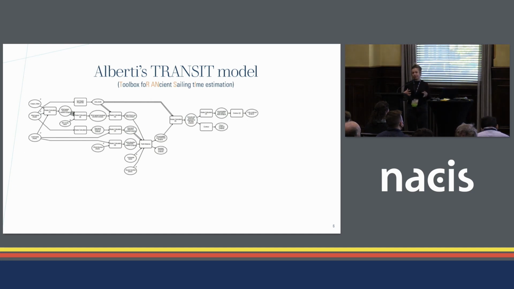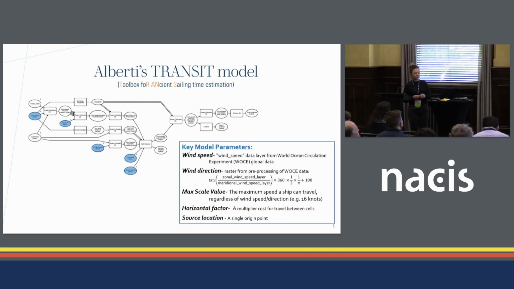But understanding the input parameters is key in order to validate the historical accuracy of this process. So here are a few of the key model parameters I wanted to touch on. First, wind speed was a data layer provided to us from the World Ocean Circulation Experiment's global data, and it was provided to us on a CD-ROM from our research partner, Dr. Wenfang. Then wind direction was a raster from pre-processed WOCE data.